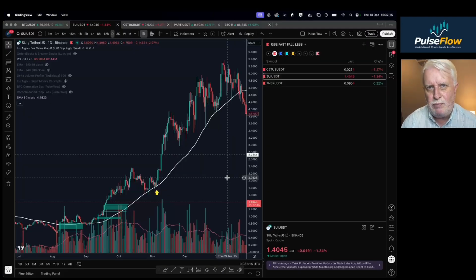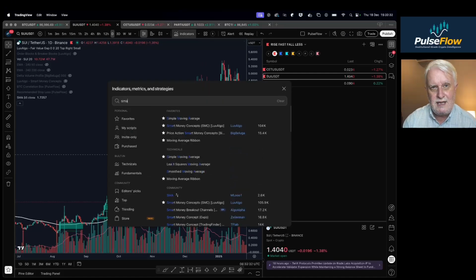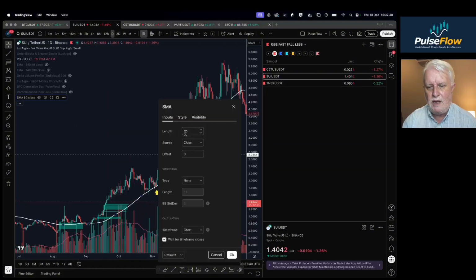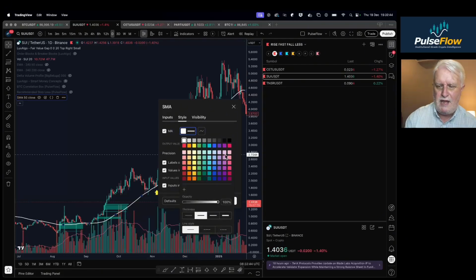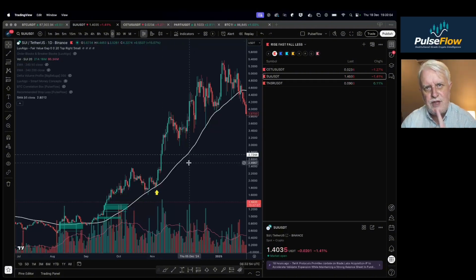His strategy is simple. Daily chart using a 50 SMA. If you don't have that on your chart, go to indicators, type SMA, simple moving average, add it to your chart, edit it and change it to 50. I use white with a double thick line so I can clearly see it. Once you've done that, that will appear. Also have your volume live on the chart, as we use that as well.